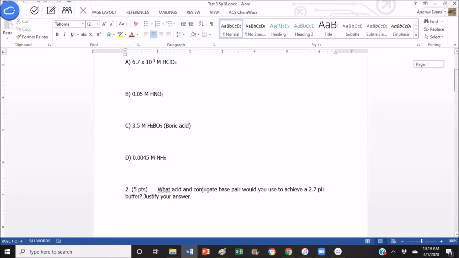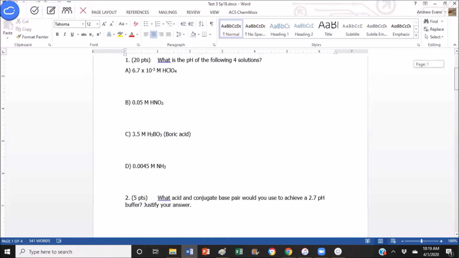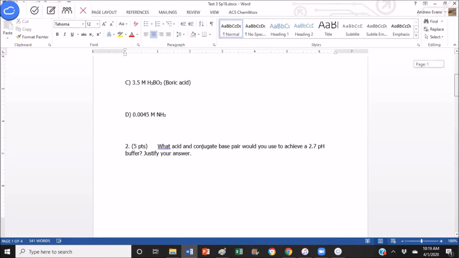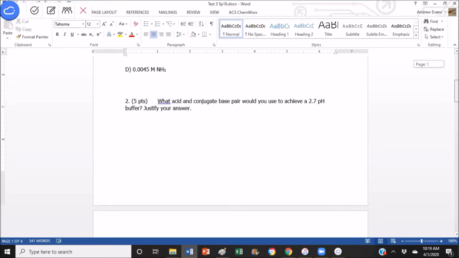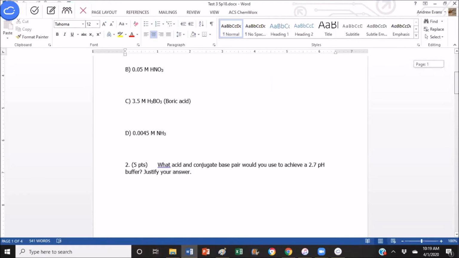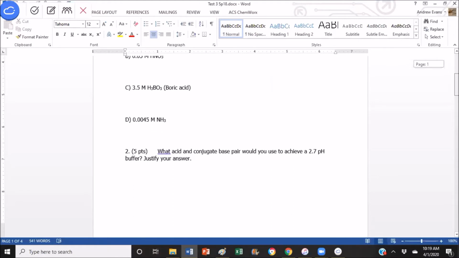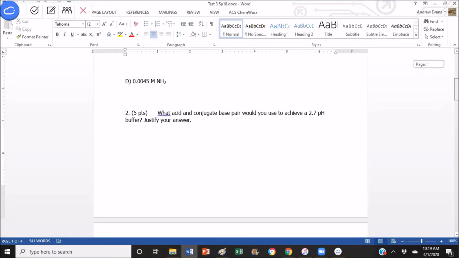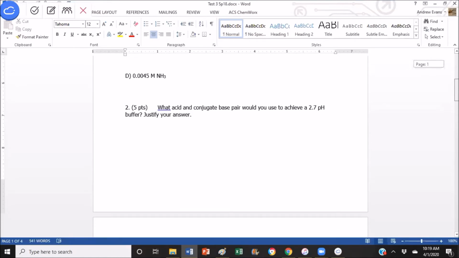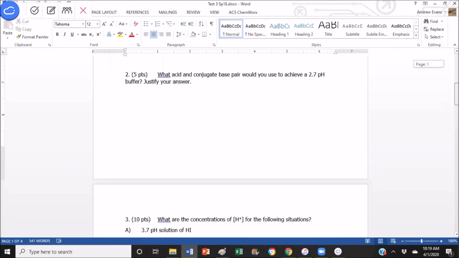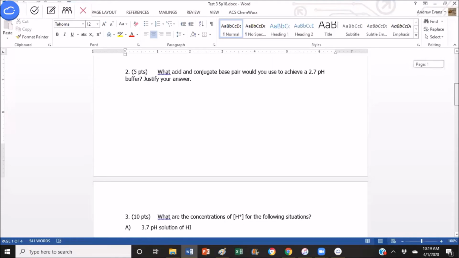So what is the pH of the following four solutions? Perchloric acid, nitric acid, boric acid, and ammonia. Is that the one we're going to use an ice table for? Nope. Well, technically you have to use an ice table for the weak acids or weak bases, but not really, because there's the repetition of the same type of acid. Then what acid and conjugate base pair would achieve a buffer with pH 2.7? Justify your answer.